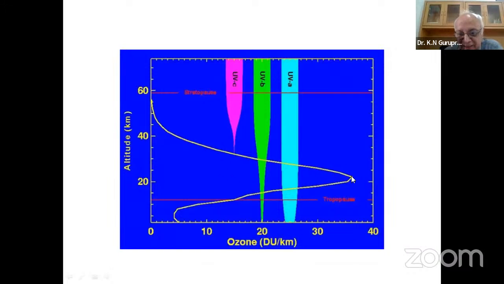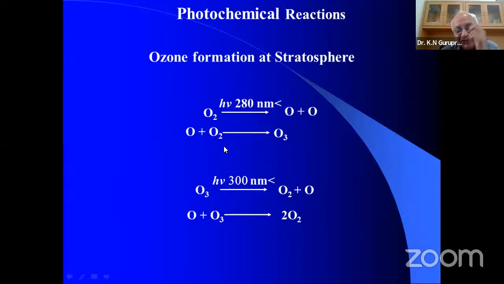Now this ozone is extremely important because it absorbs the harmful UVB radiation. So it reduces the amount of UVB reaching the ground level. And UVC is absorbed by the oxygen. Those who are interested in chemistry, I can just tell you this: UVC is below 280 nanometers. So this is absorbed.